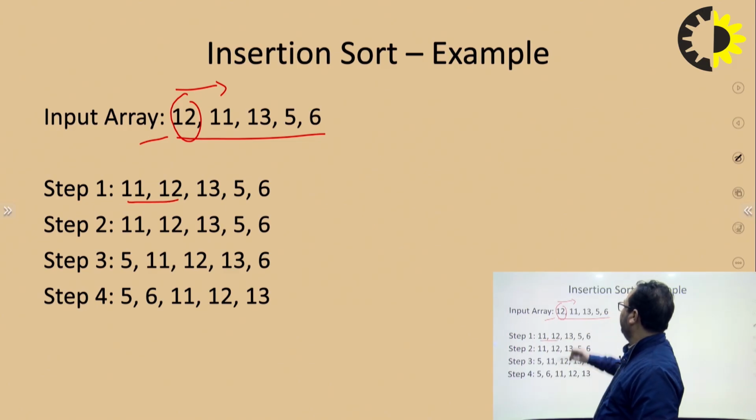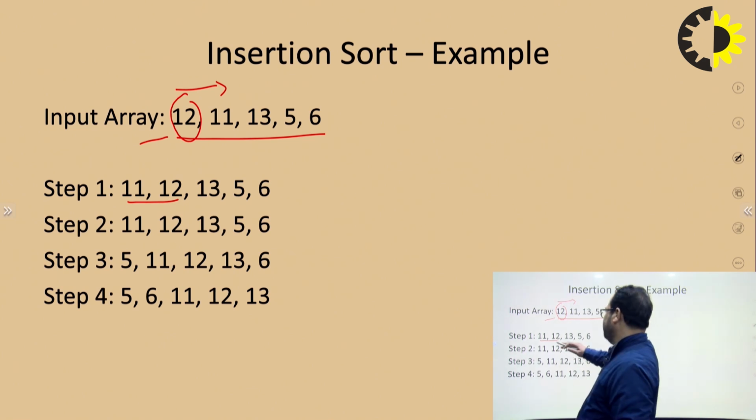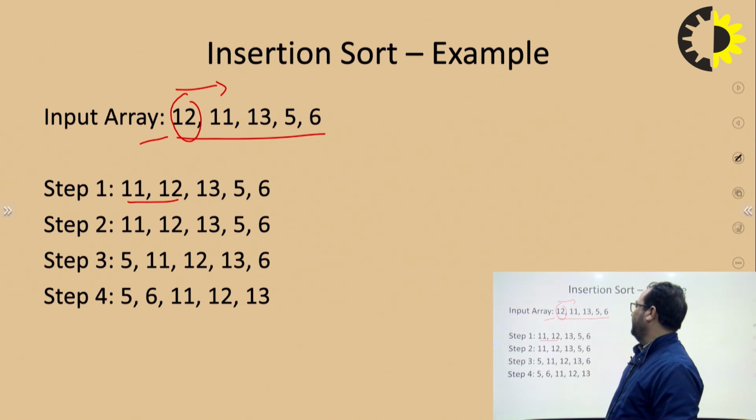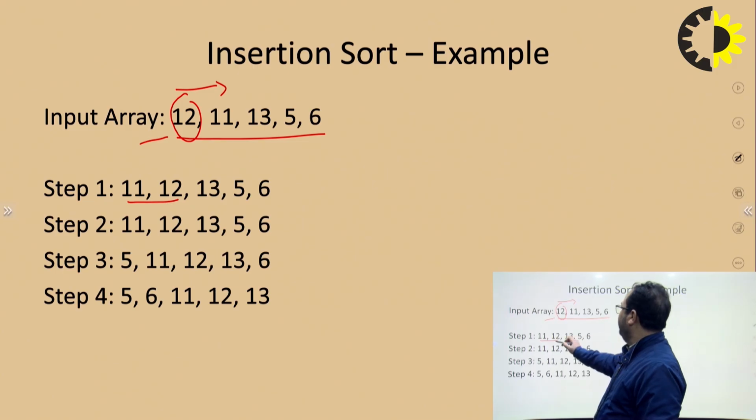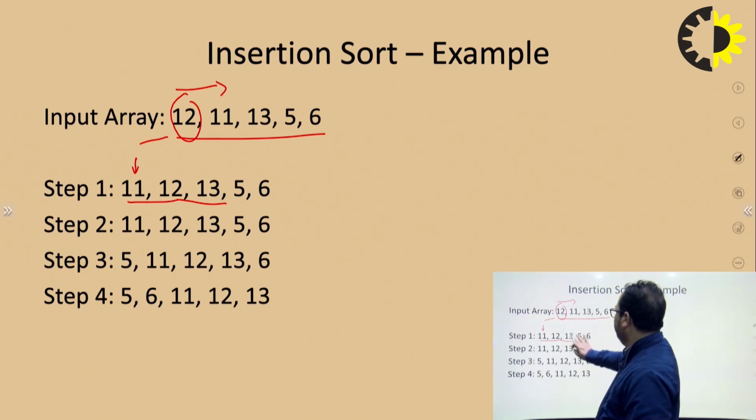Then we have 13. 13 is already at its right place. So 13 will be inserted at this position. Now we will have 5. So 5 is smaller than all, 11 and 12. So 5 should come here. So from this point, the elements which are already there must shift up. So 5 will be here, and both will be shifted up.